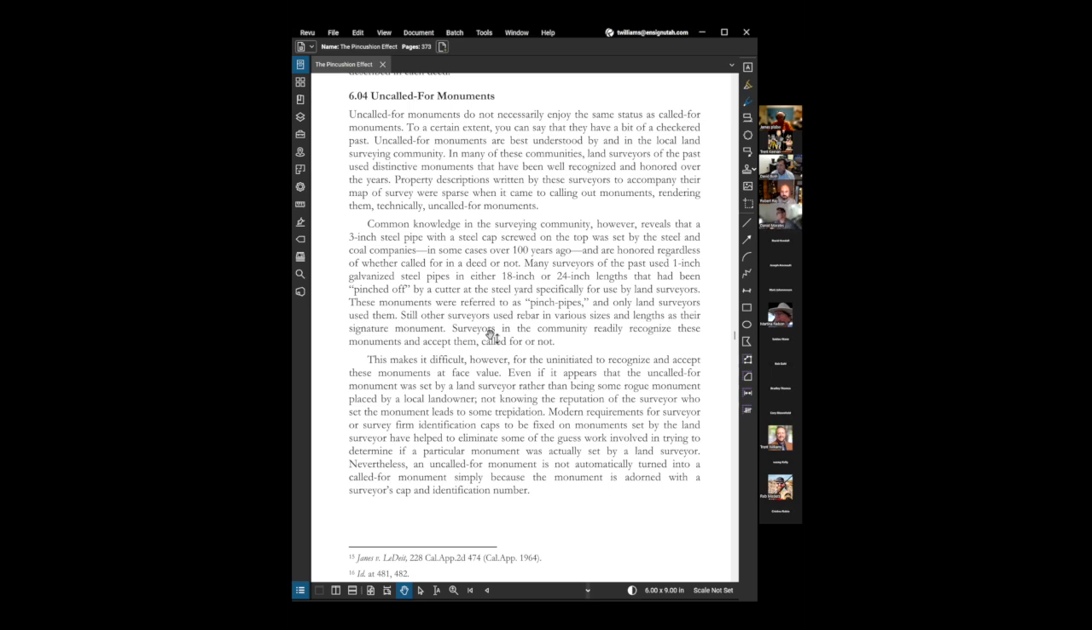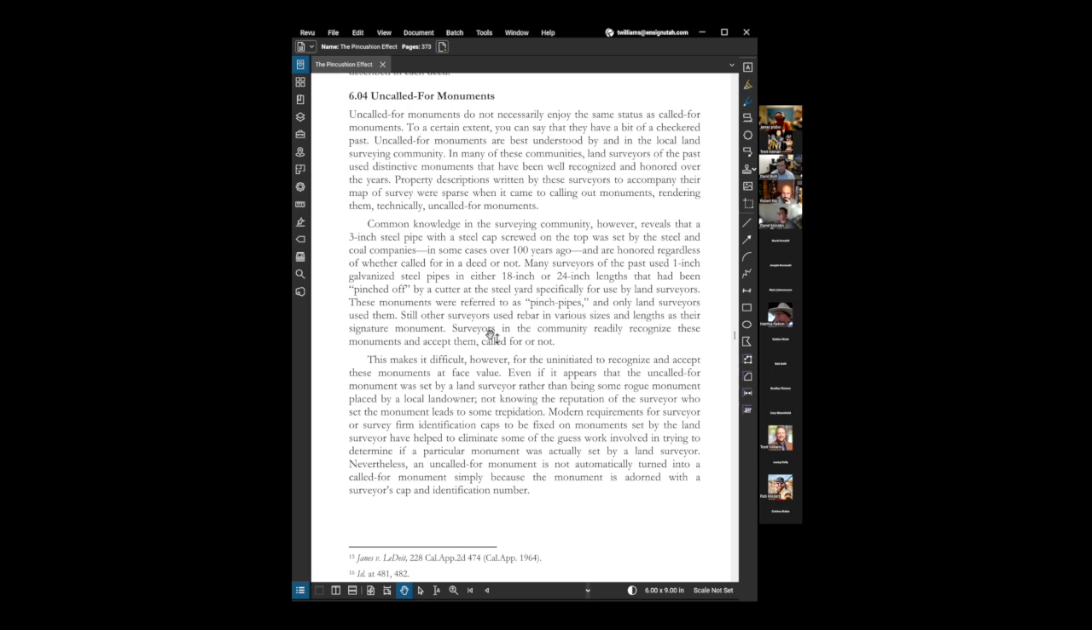Jeff in this book calls for a couple different types of monuments. It's really interesting to me as I read this. He says in this middle paragraph, common knowledge in the surveying community, however, reveals that a 3-inch steel pipe with a steel cap screwed on the top was set by the steel and coal companies. That must be a regional thing for him because that's not common knowledge for me.